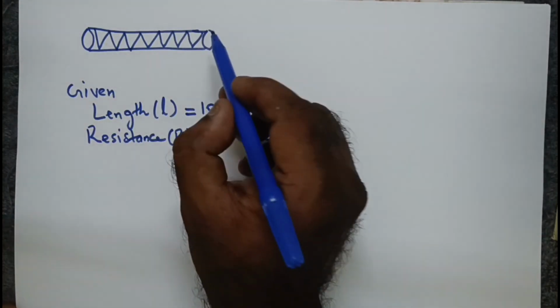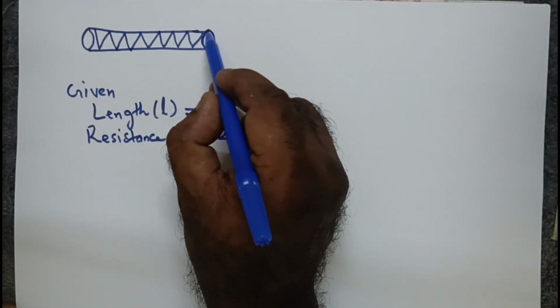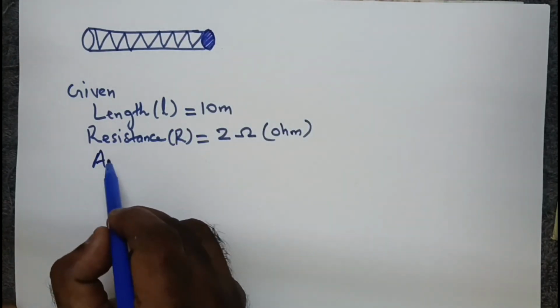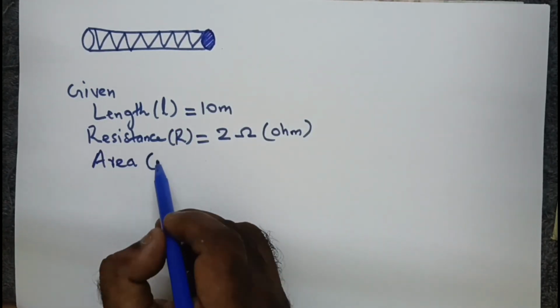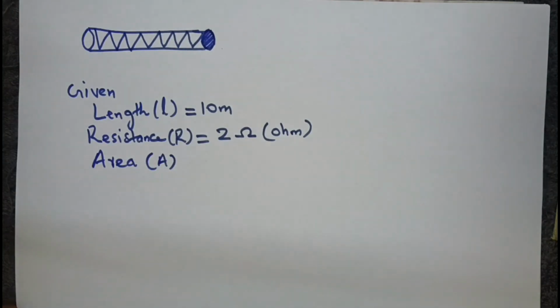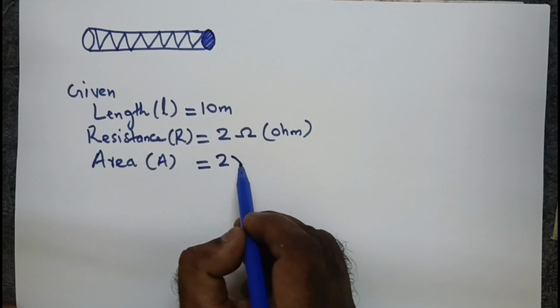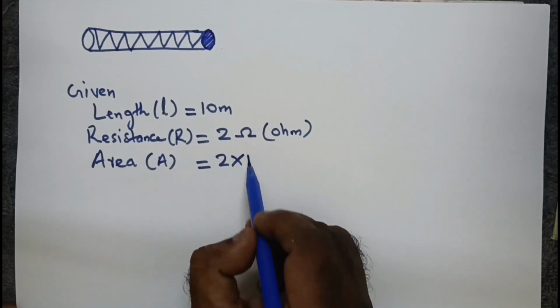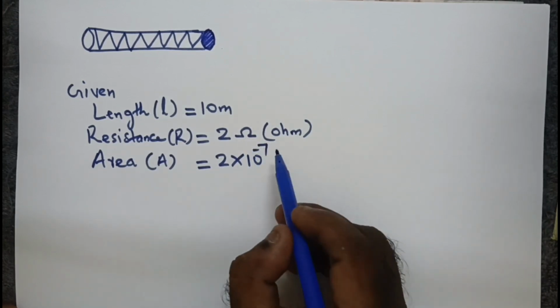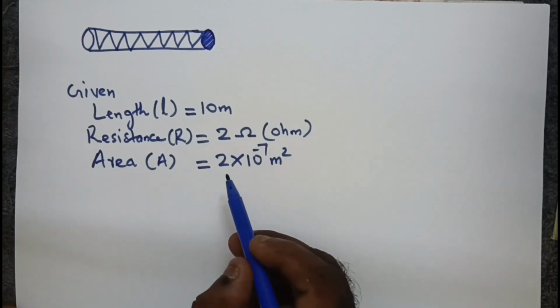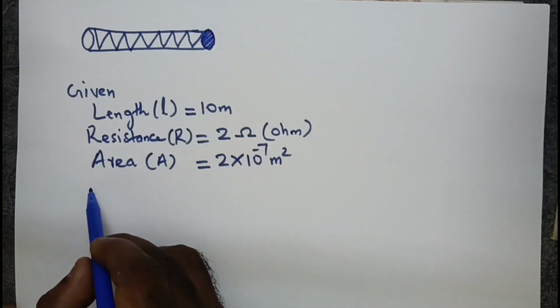And its area of cross section. Dear children, this is the area of cross section. So simply I write area, and its symbol is A. That is 2 into 10 power minus 7 meter square. Now we have to calculate resistivity.